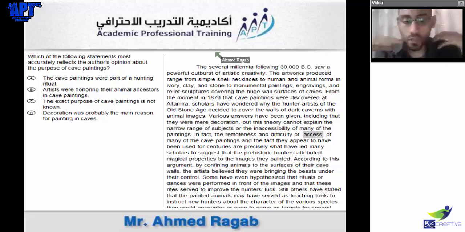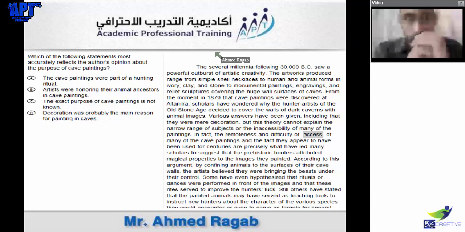Let's continue solving the whole thing, and I want you, when you practice this session, to try to solve the things. The cave paintings were part of a hunting ritual. Artists honored their animal ancestors in cave paintings. The exact purpose of the cave paintings is not known. Decoration was probably the main reason for painting in caves.